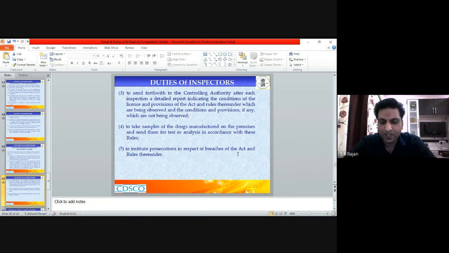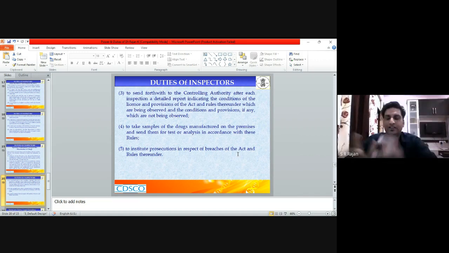If the inspector takes a sample and sends it to the government analyst, and the government analyst's report declares it to be not of standard quality, then the drug inspector has to institute a prosecution in respect of that product or that manufacturer, asking why they manufacture such not of standard quality drugs.